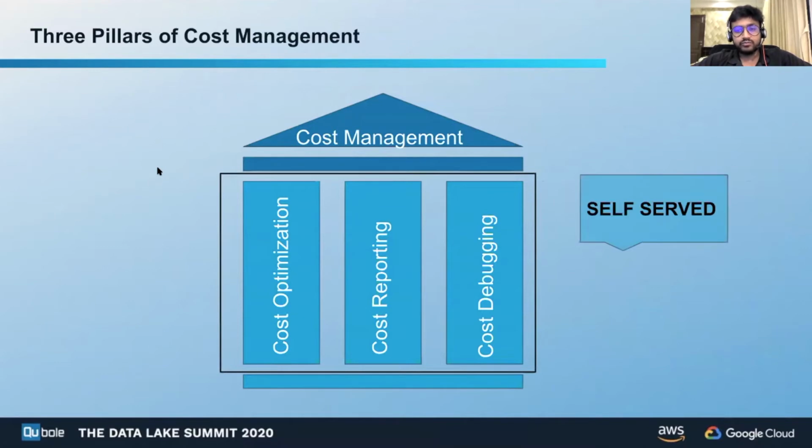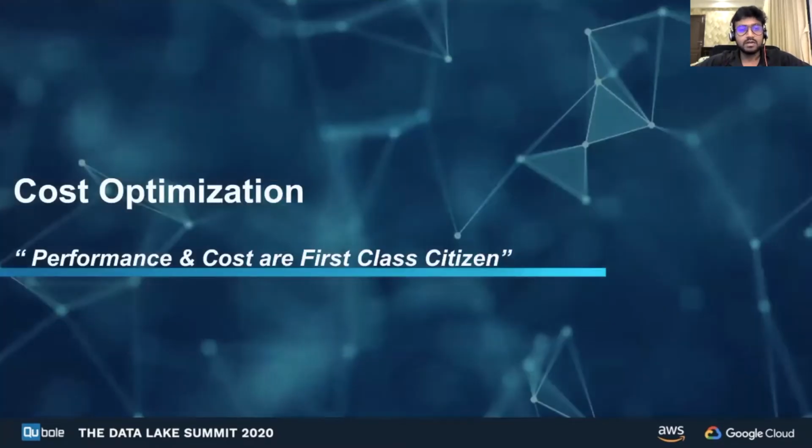And for that, we needed all these to be a part of an automated job so that it is self-served, and whenever a team or a user wants to see how much he has used, how much cost he has taken up for the resources, he can just go and check it himself rather than relying on some other team. So cost optimization, as it said, performance and cost are the first class citizen.